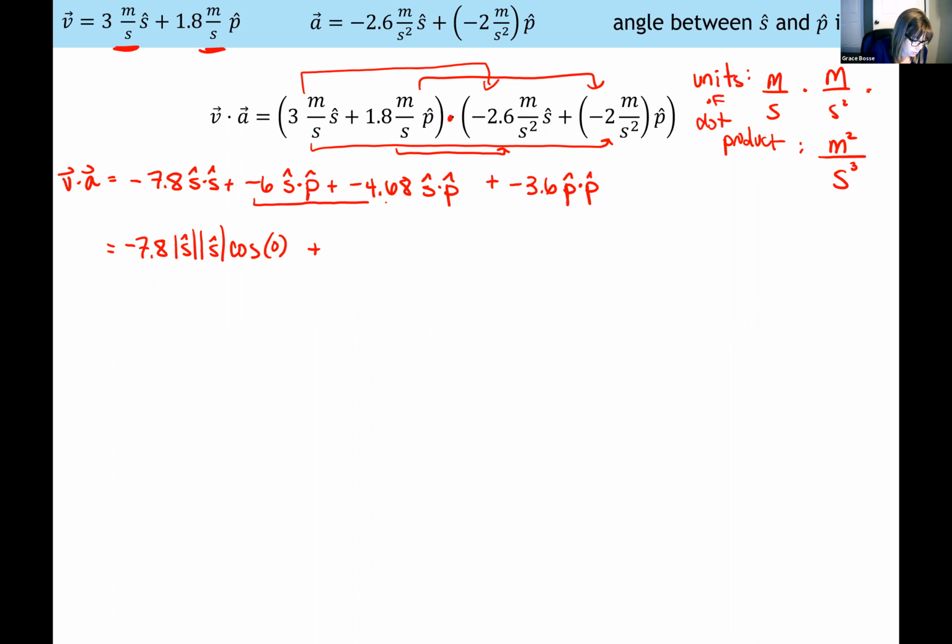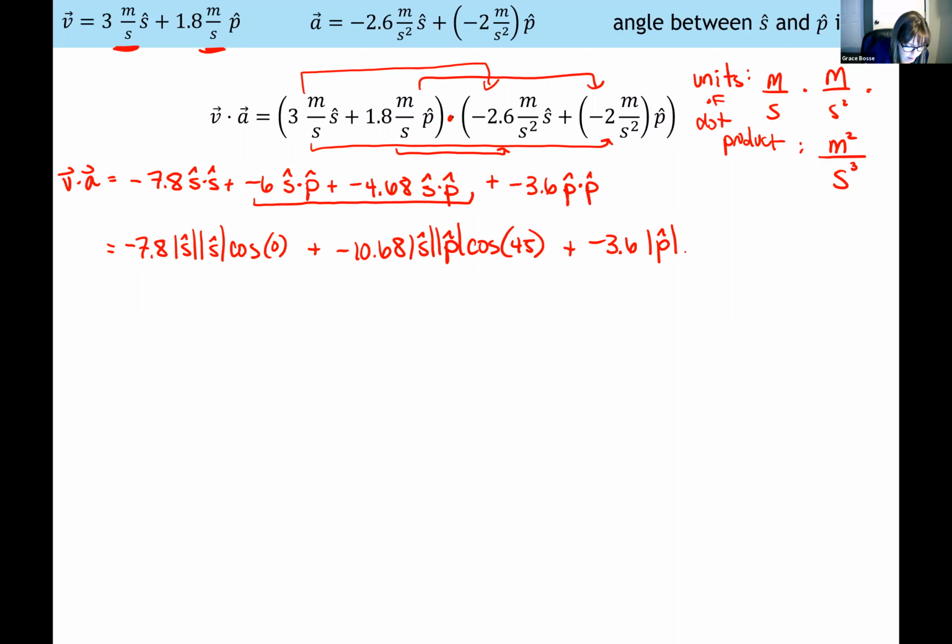I'm going to combine these two middle terms. Again, I see s hat dot p hat. I can combine those two like terms, and so it's going to be negative 6 plus negative 4.68. So I get negative 10.68. And now it's the dot product of s hat dot p hat, so it's the norm of s hat times the norm of p hat times the cosine of the angle between them, which they told us in the problem statement was 45 degrees. And then the last term, I have negative 3.6.